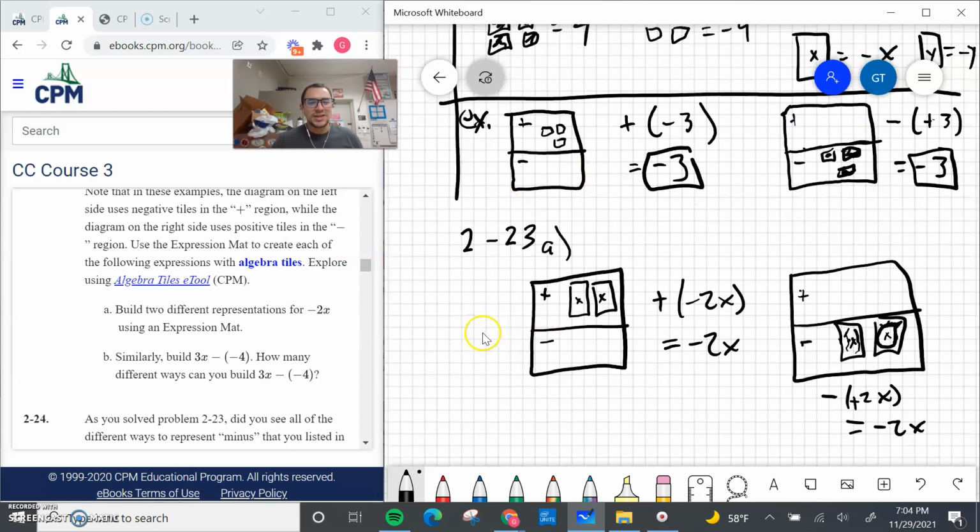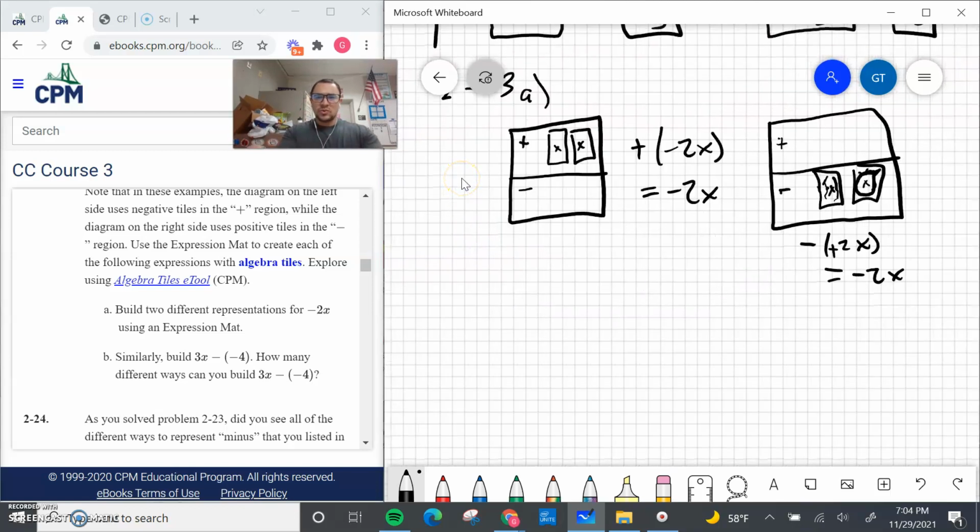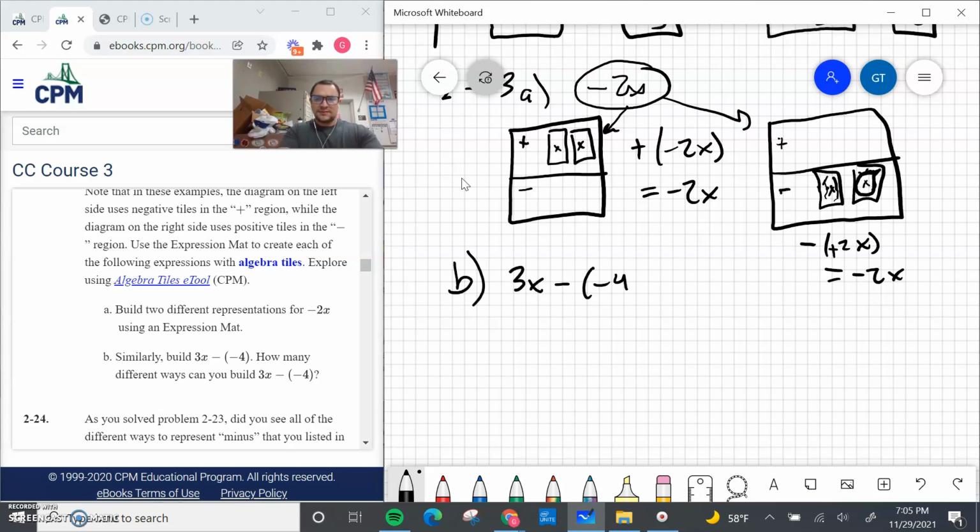Similarly, build 3x minus 4. So we wanted to build negative 2x here and here. So for b, we're going to build 3x minus negative 4. And how many different ways can you build 3x minus negative 4? So we're going to try a few ways. So the first thing is this can go into a negative 3x, or it can be a positive 3x. So those are the two ways that we can do that.